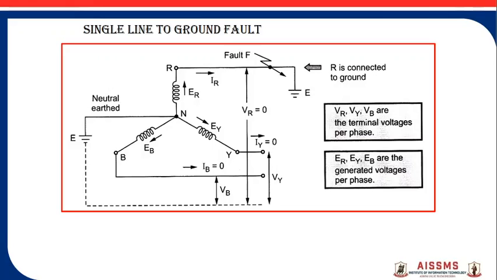The first one is the generated EMF, that is the source, is of positive sequence only and it is included in the equivalent positive sequence network only. Only fault current flows in the system once the fault occurs and the load currents are to be neglected. That is, whenever the fault occurs, we are going to consider only the fault currents and the load currents are to be neglected.